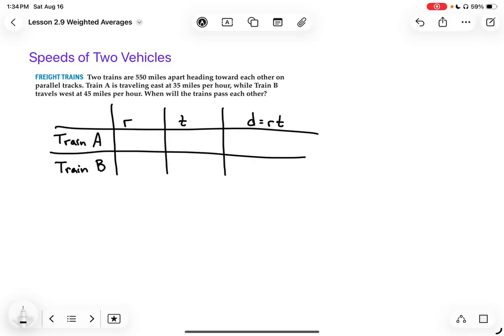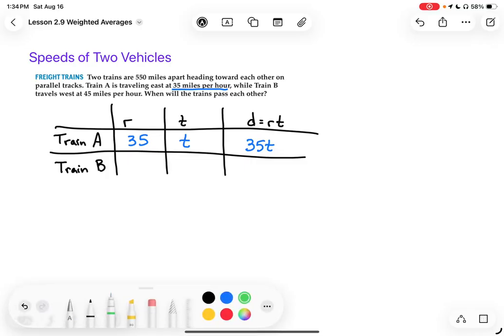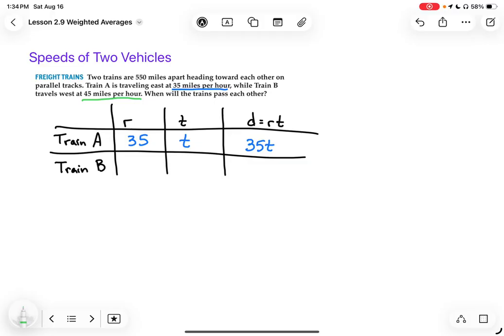Okay, so train A, it says, is traveling 35 miles per hour. I don't know what the time is, so I'm just going to call it t, and that means its distance is 35t. Train B is going 45 miles an hour. I don't know its time either, so I'm going to use t there as well.